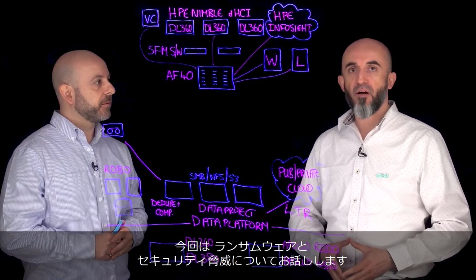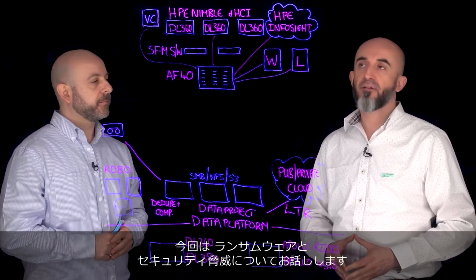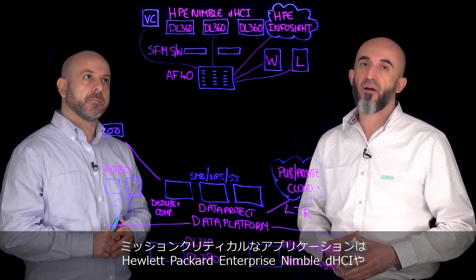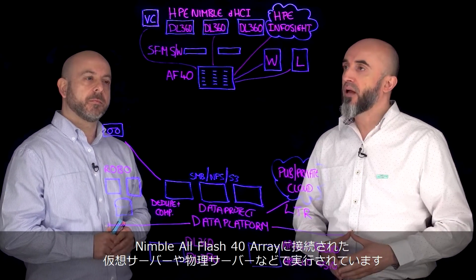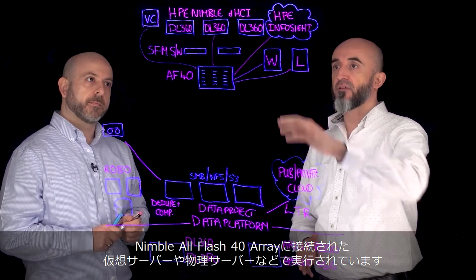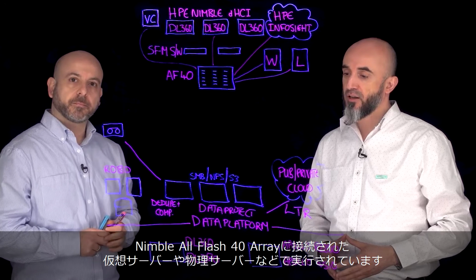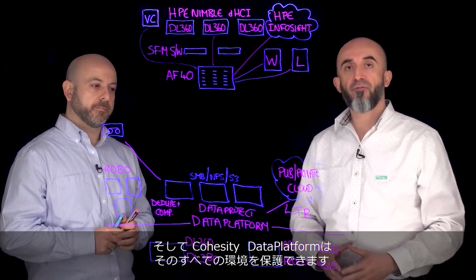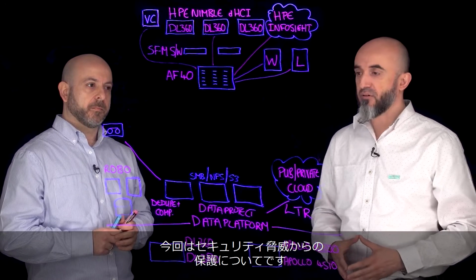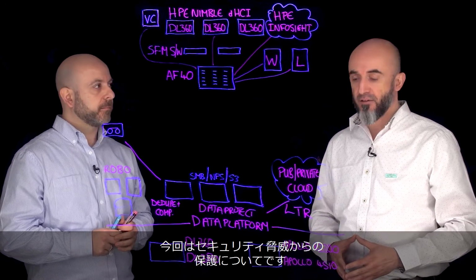Today's video is about ransomware and security threats. So you've got your mission critical application running on Hewlett Packard Enterprise Nimble dHCI and running on the Nimble all-flash 40 array with your virtual servers and your physical servers and so on and so forth. And we have the Cohesity data platform as well to protect all that environment. And today's video is really about protecting against the security threats.